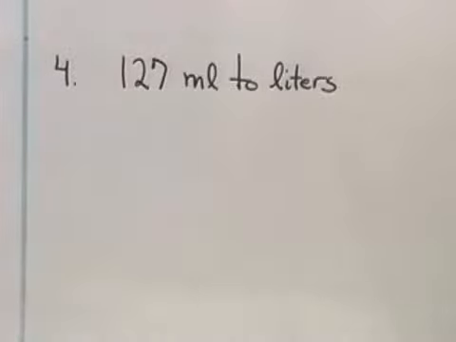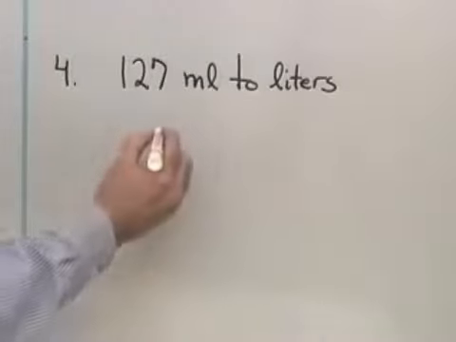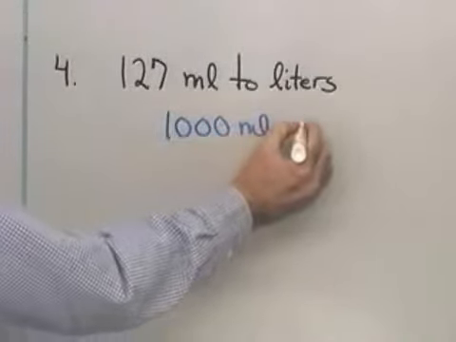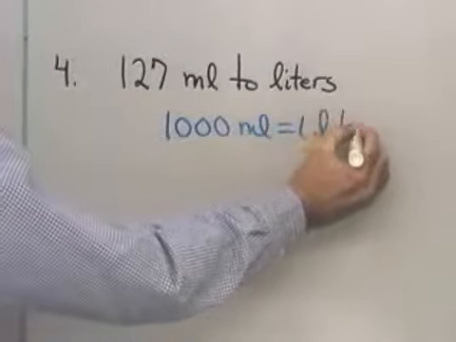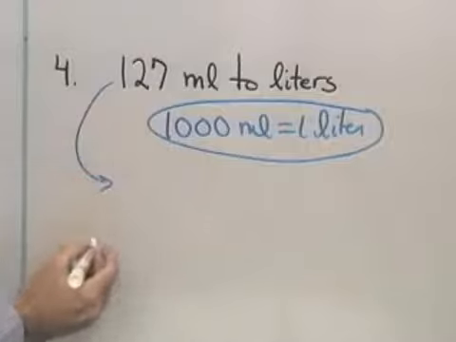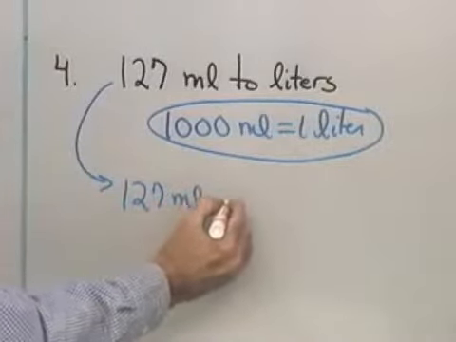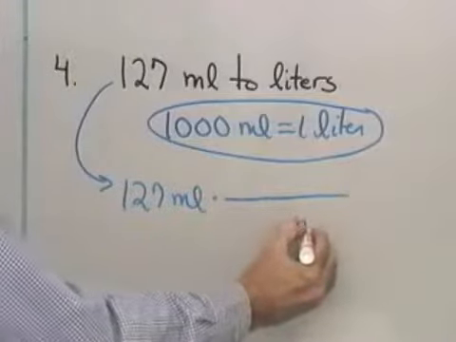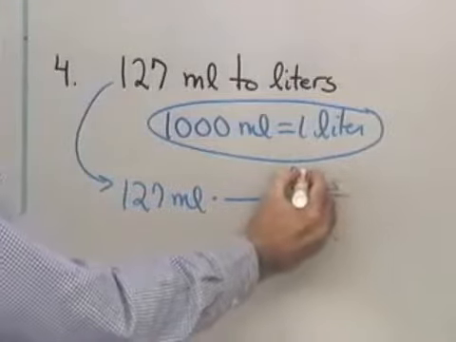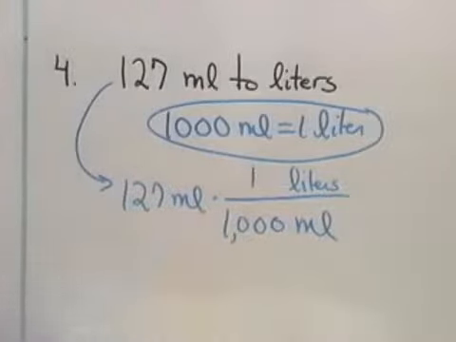In the metric system, I have 127 milliliters that I want to convert into liters. Now this is what I know. There's 1,000 milliliters in every 1 liter. So here's my conversion factor, and I'm going to take 127 milliliters, and I'm going to multiply by a conversion factor that has milliliters in the denominator and liters in the numerator. So I see that it must have 1,000 here and 1 up here.